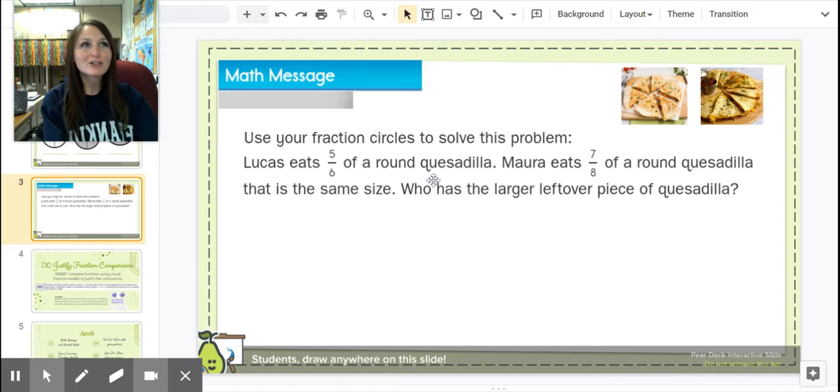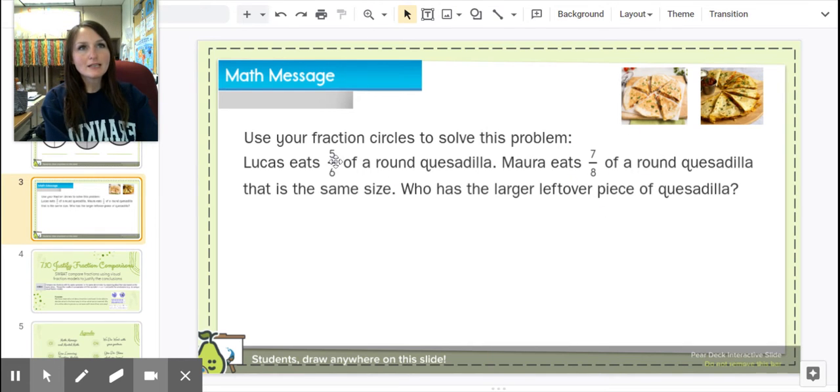All right, and then here you're going to do your math message. Remember, this is to help get your brain thinking about the rest of the lesson before you watch my model. What would you do on your own before you hear my thinking and how I would solve it? Here it says, use your fraction circles to solve this problem. Those are the fraction circles that are in the e-toolkit. You can choose to use those, or you can just choose to draw them here.